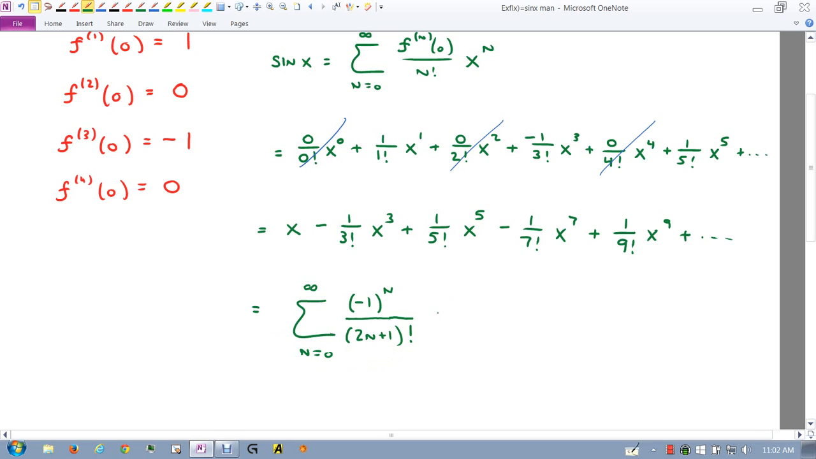And then x to the what? 2n plus 1. Same thing. Create the odds starting at 1. We good? How would you find the radius of convergence? Ratio test. Not going to do it. But if you did ratio here, you would get that r is infinity also. And so this works for all values of x.